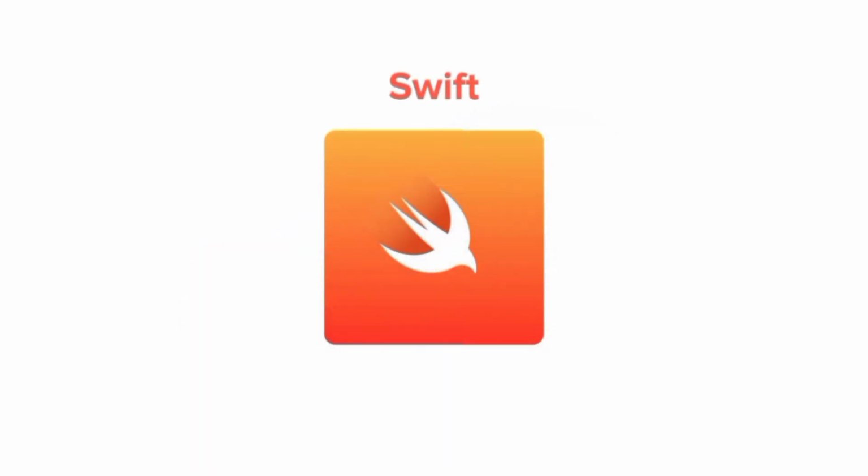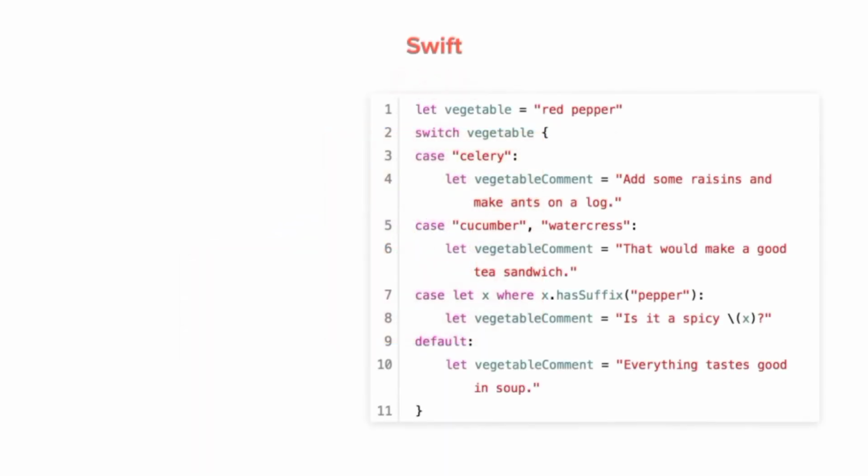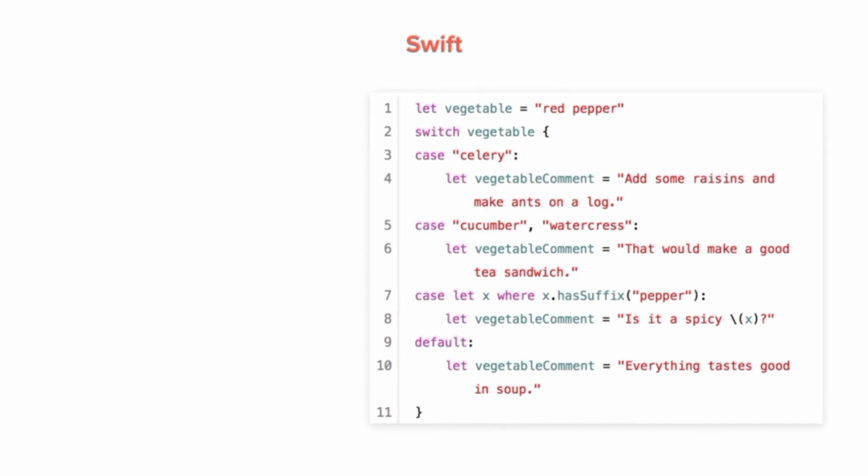Next on our list is Swift. Swift is a convenient language to write software, whether it's for phones, desktops, servers, or anything else that runs code. It's a safe, fast, and interactive programming language. For students, learning Swift has been a great introduction to modern programming concepts and best practices.